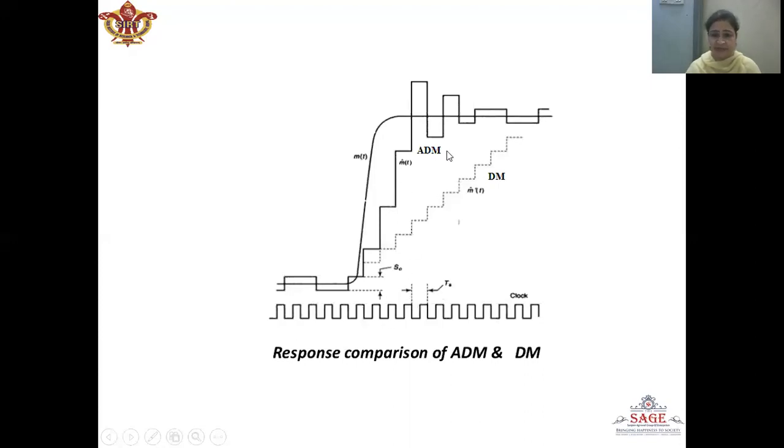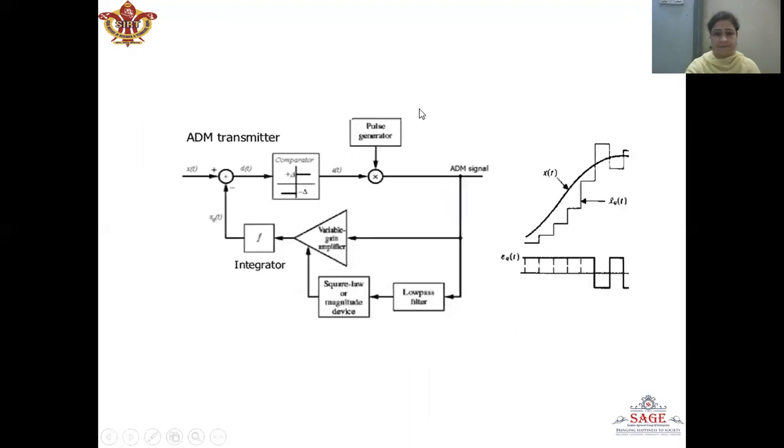Whereas in adaptive delta modulator, there is a variation in the step size, which we can see in this waveform. When there is a steep increase in the amplitude, there is a larger step size. So we can see that the step size goes on increasing. So in this case, the adaptive delta modulator output will be able to pick up the message signal. So there will be less difference between the message signal and the quantized output. So the error will be smaller.